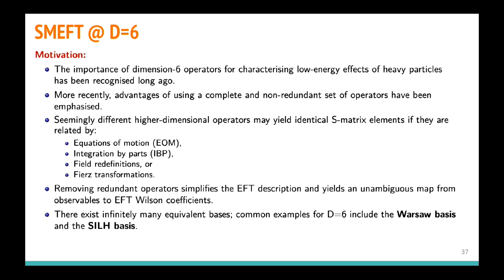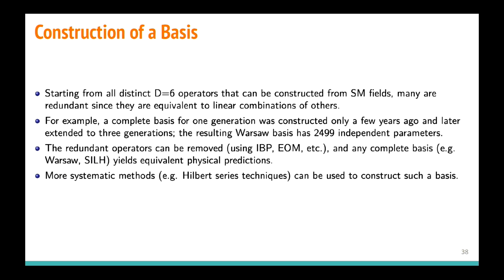There are so many different higher dimensional operators which may yield identical S matrix elements. As I said before, they are related by equations of motion, or they can be removed by integration by parts, by field redefinitions, or by Fierz transformations. If we remove these redundant operators, this simplifies the EFT description, and we get an unambiguous map from observables to EFT Wilson coefficients. There are two popular choices at dimension 6: the Warsaw basis and the SILH basis, but there are many other bases which are often used.